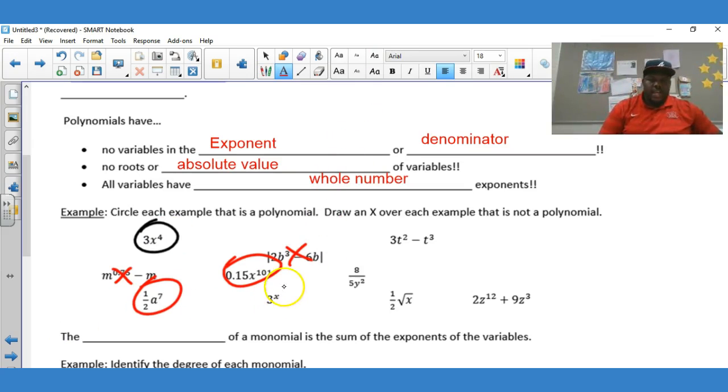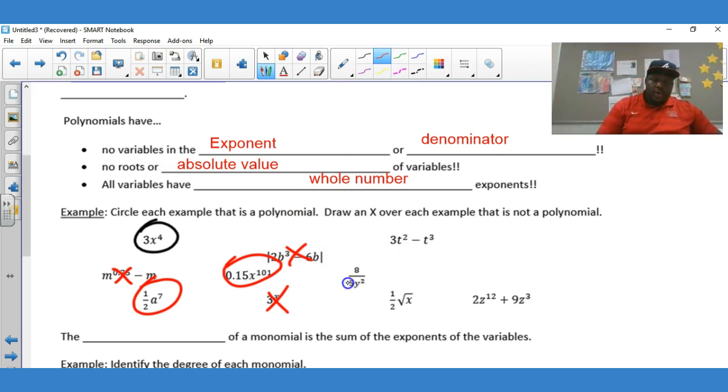Now look at this one, 3 to the x. Remember, no variables in the exponent. So that one right here, no variables in the denominator. Right here, no roots. Here's a root. Here, the variables are fine. They're whole numbers. Everything's fine on this one and on this one. So all those are polynomials. Everything else is not okay.